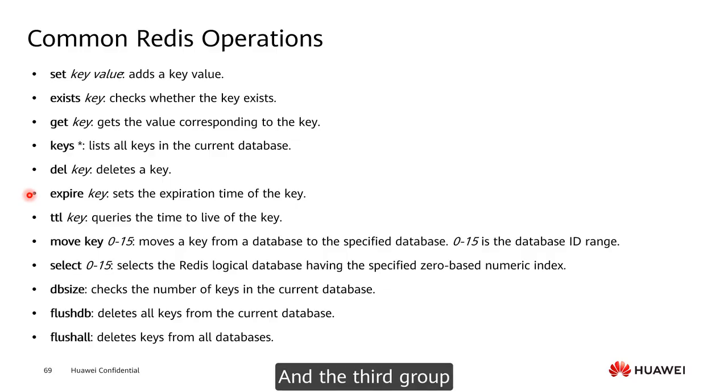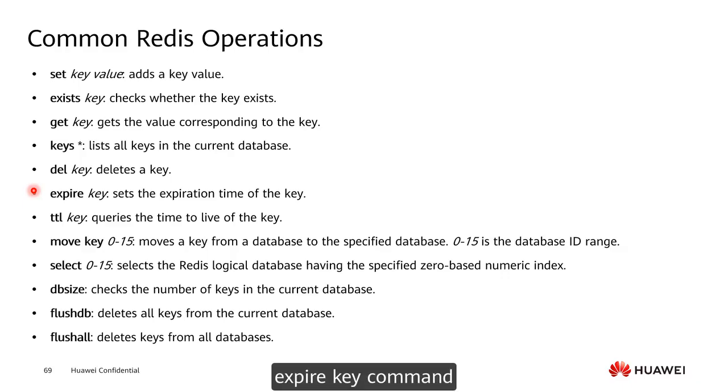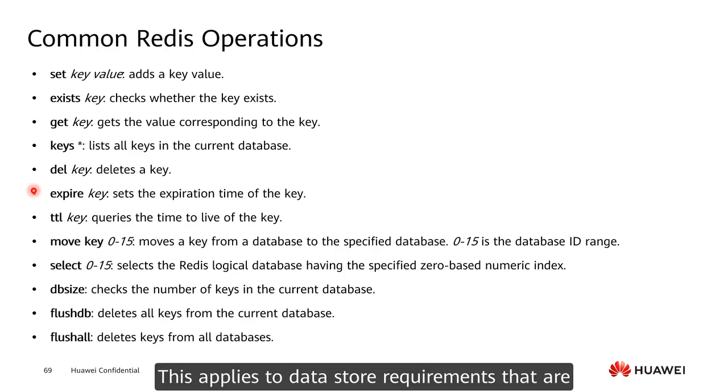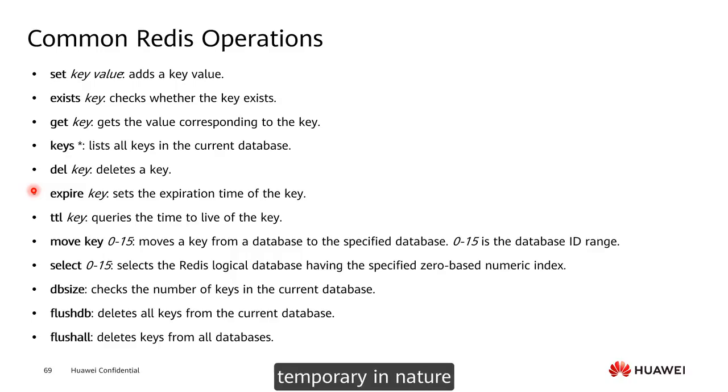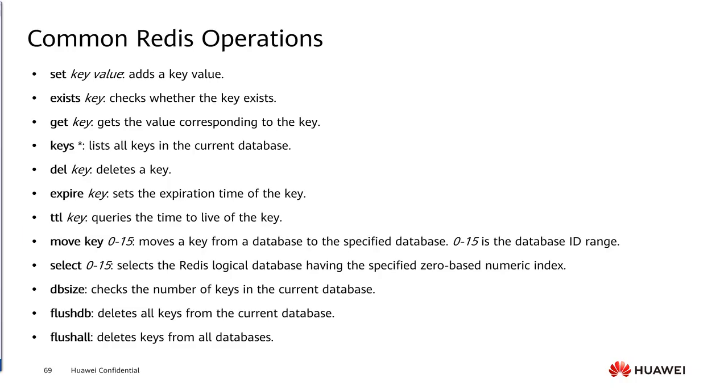And the third group, data validity period management. To set a lifetime for the key, you can use the expire key command followed by the valid time in seconds. This applies to data storage requirements that are temporary in nature. And the ttl key command, on the other hand, helps the user to see the remaining validity time of the key.